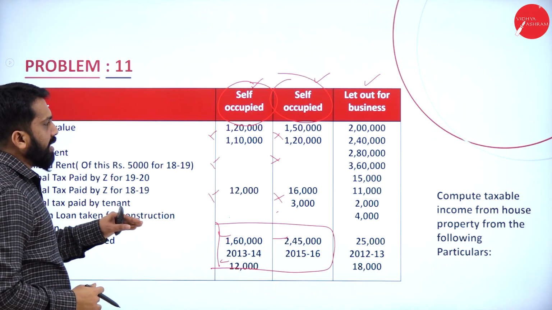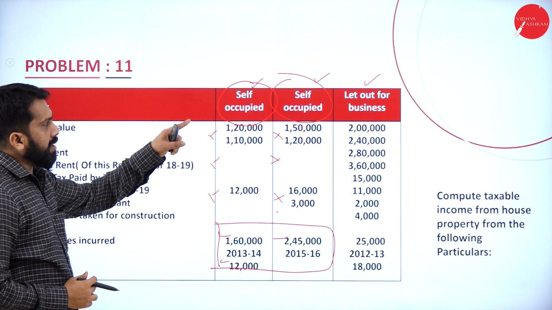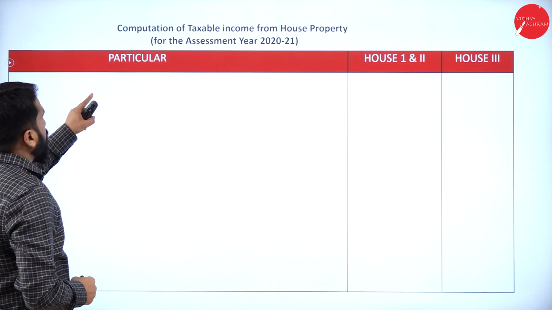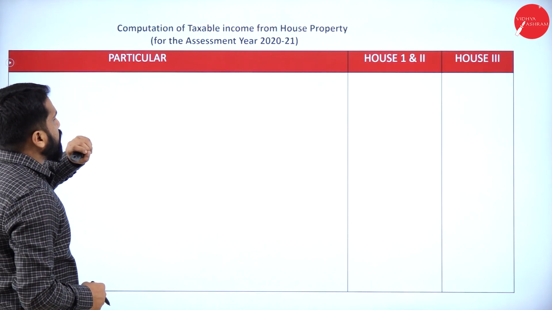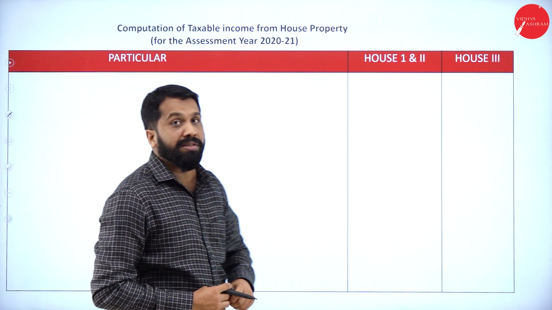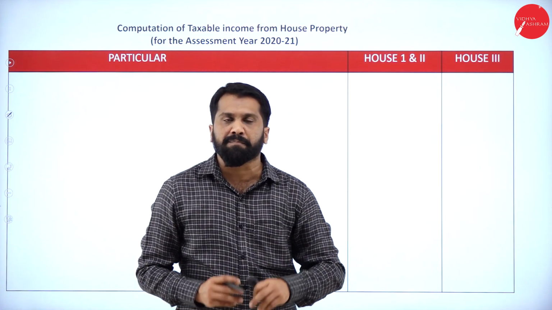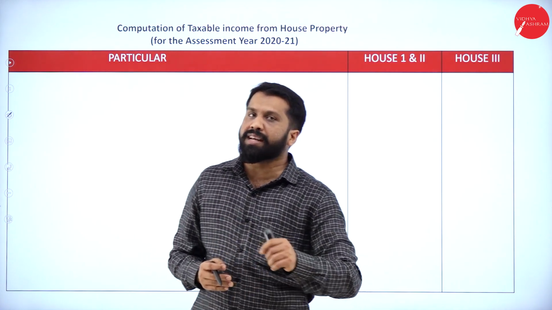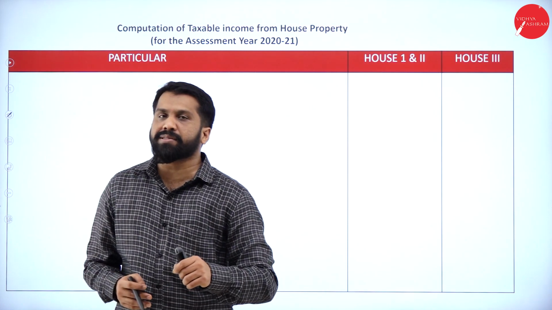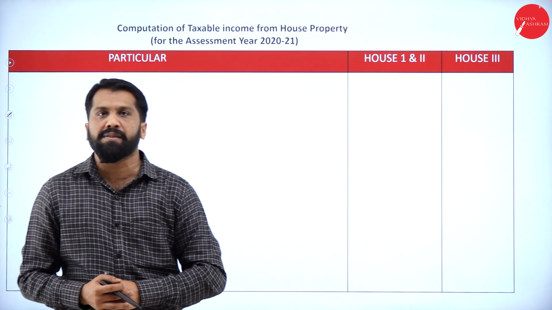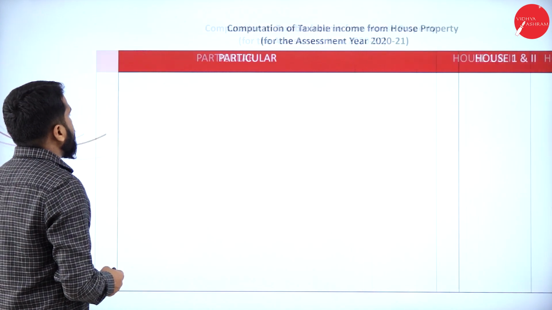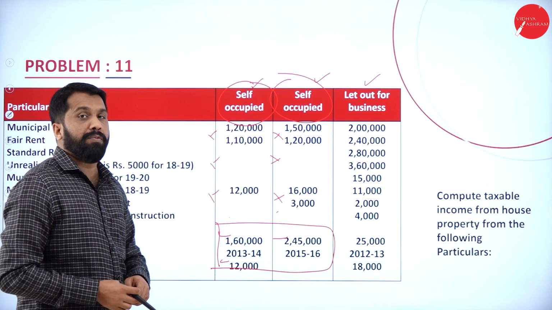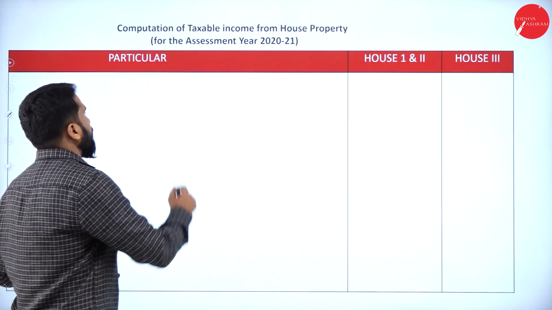Now, we'll go to the answer directly. We'll calculate house 3, then we'll come back for house 1 and house 2. So, computation of taxable income from house property for the assessment year 2020 and 2021. Whatever problem you do for this current semester, the assessment year must be mentioned as 2020 and 2021. Now, as per this, your municipal value as well as fair rent, whichever is higher, will go for that.